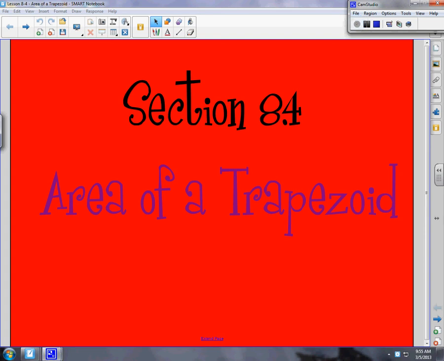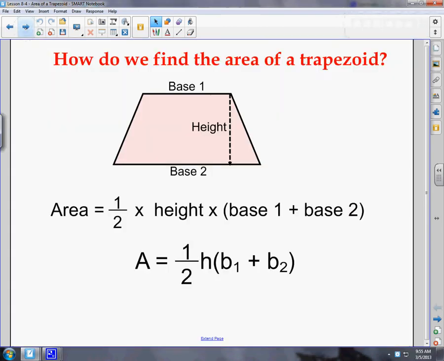Hey guys, this is section 8.4. It's the area of a trapezoid. So if you noticed, we've done the area of a parallelogram in 8.2. 8.3 was triangles, and now we're on to trapezoids.